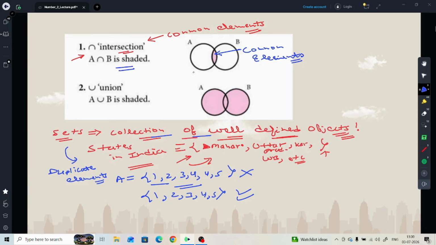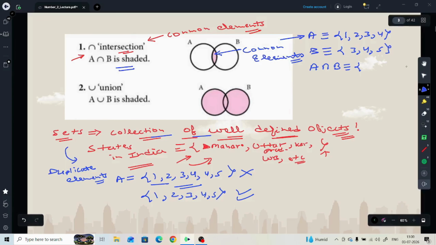If I talk about intersection again, let's go back to the topic. Let's say I have two sets. The first set has the elements 1, 2, 3, 4, and the second set has elements 3, 4 and 5. If somebody asks you what is A intersection B, they are asking you to find the common elements between set A and set B.